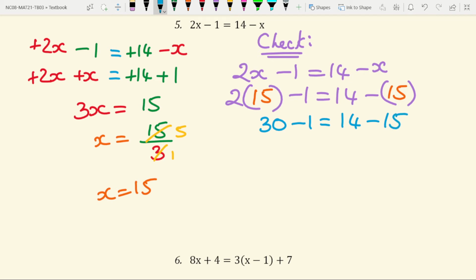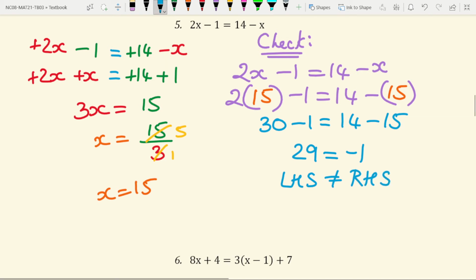30 minus 1 is 29, which should equal 14 minus 15, and 14 minus 15 will be minus 1. LHS is not equal to RHS. So somewhere we have made some mistake. So let us check. Let us trace our steps now.